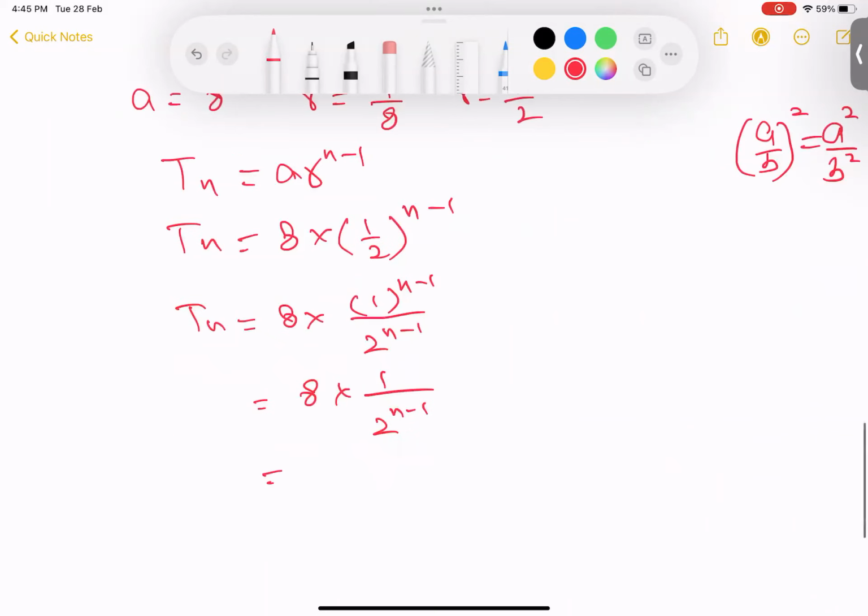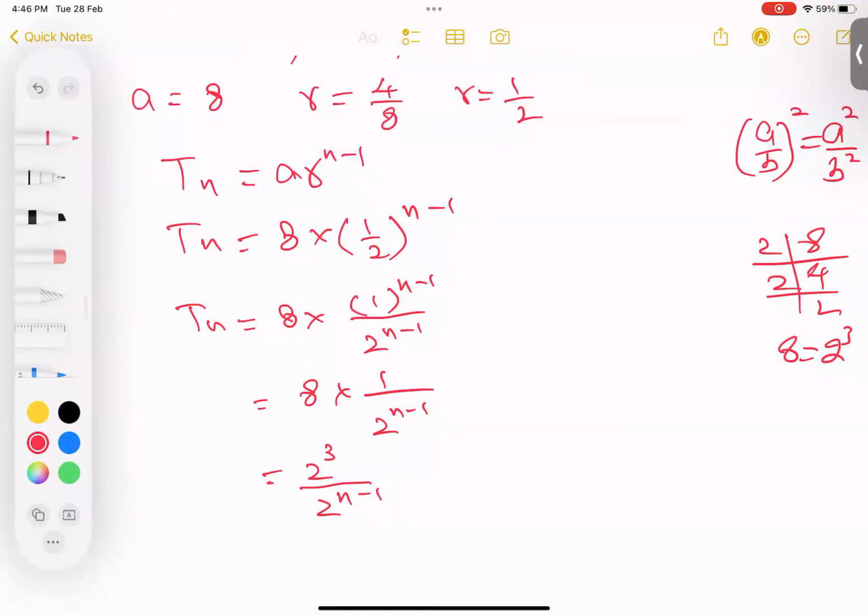Now for your knowledge, what is 8? Basically 8 is like that: 2 fours are 8, 2 twos are 4. So 8 is actually 2 to the power 3. So 1 time, 2 times, 3 times. That is why I'm replacing 8 here with this. So I'm writing 2 to the power 3, and down I have 2 to the power n minus 1.